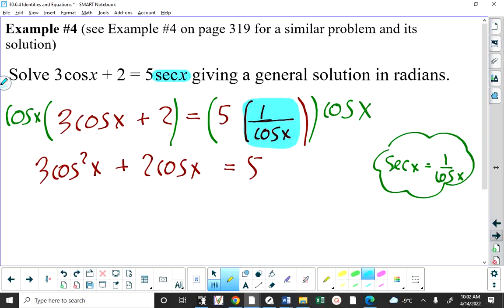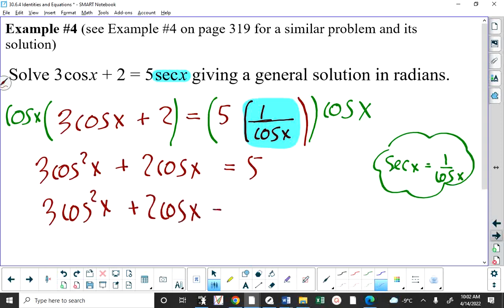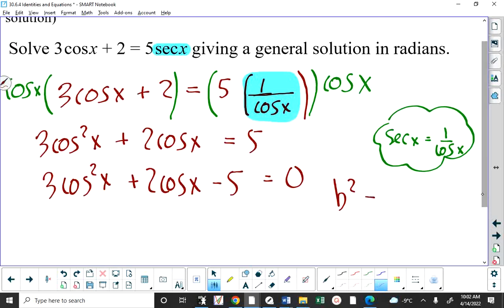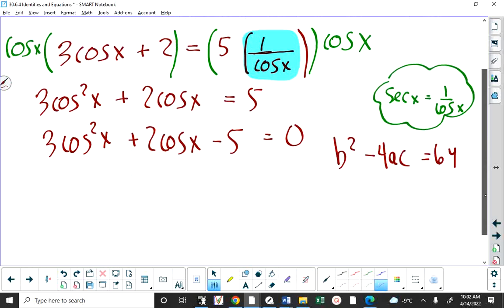We're going to subtract the 5 from both sides and get 3 cos squared x plus 2 cos x minus 5 equals 0. I sure hope this is factorable, otherwise what I told you a second ago is a lie. I believe it's factorable. We can do the b squared minus 4ac test. Remember, if the discriminant b squared minus 4ac is a perfect square, it's factorable. I think we're going to get 64, which is a perfect square. So we can go ahead and factor this.